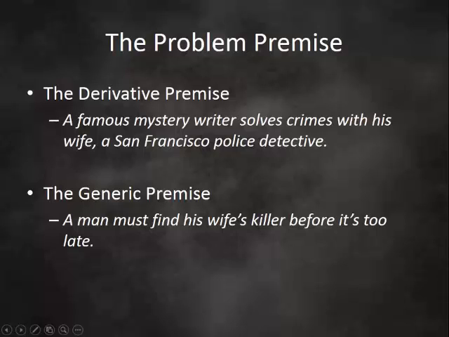Another problem premise is the generic premise. Here we have another lame example. A man must find his wife's killer before it's too late. In this case, the premise is non-specific. We do have an event that triggers our story, a murder, but what's missing is some sense of the main character and some sense of the outcome of the story.